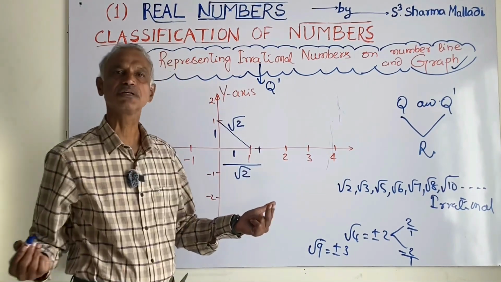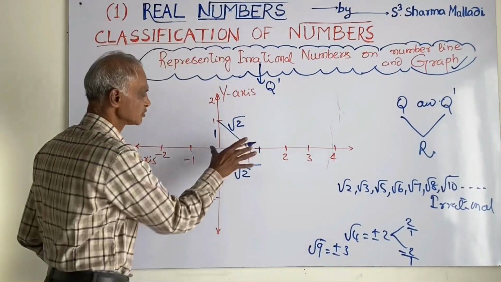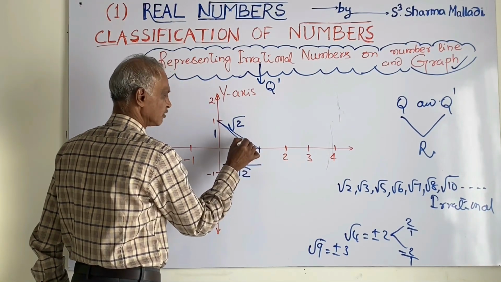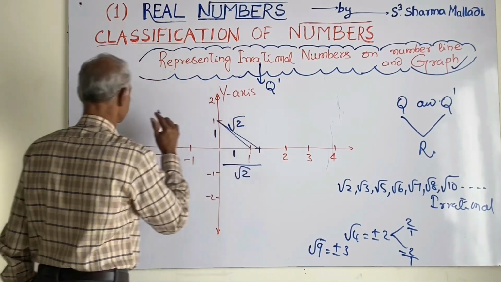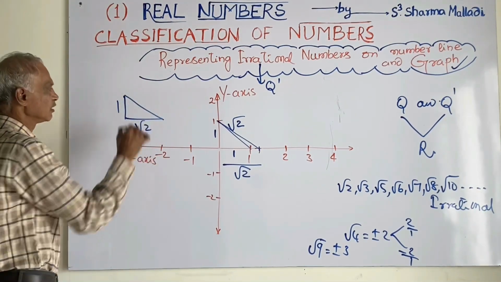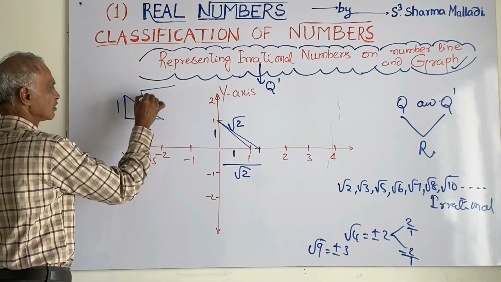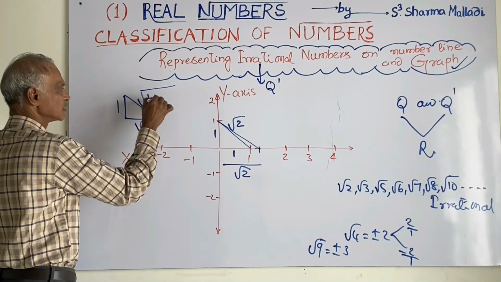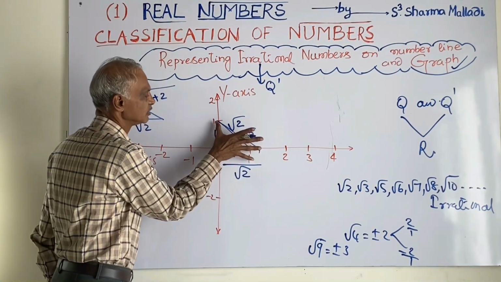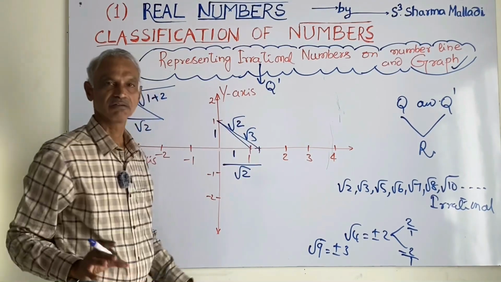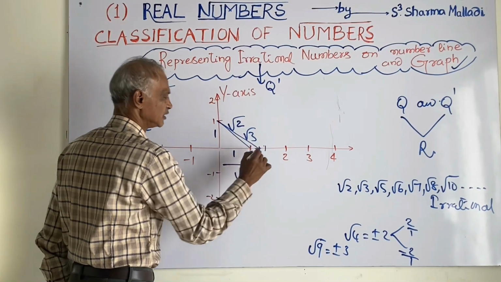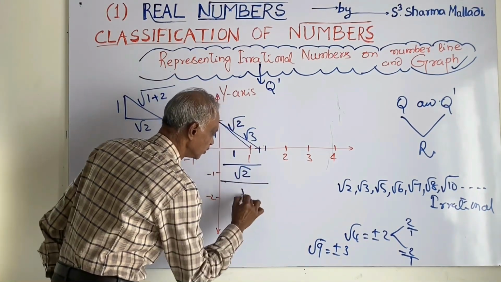Again, how can you represent root 3 on the number line? This is root 2 and this is 1. You join these two. We have to find how much. I will do it here so that you can understand easily. This is 1 and this is root 2. Hypotenuse square: 1 square means 1 and root 2 square means 2. This will be root 3. Again, you measure the distance between these 2 points with the help of a compass, and this distance will be root 3.